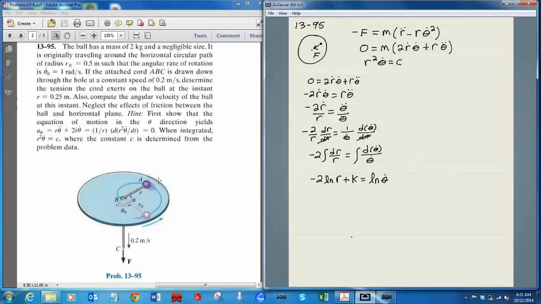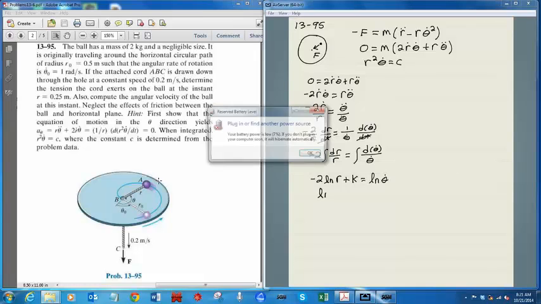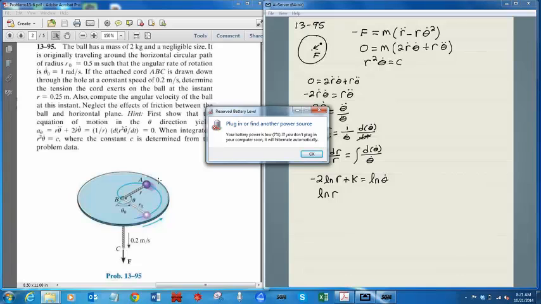Okay, so now I'm just going to simplify this a little bit, and there's a property of logarithms. I'm going to get rid of that negative 2 by simplifying using a property of logarithms: ln of r to the minus 2 power. So that's what that negative 2 ln r becomes. It's ln of r to the negative 2 plus a constant equals the ln of theta dot.